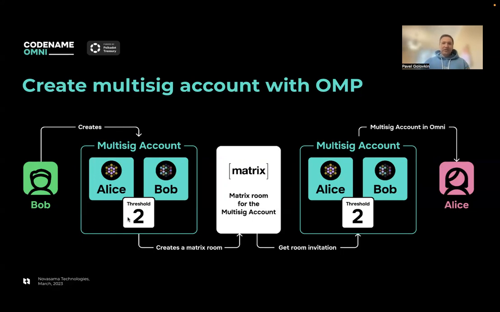And now we have Matrix. For each multi-sig account, a Matrix room will be created, and it will be created only for this multi-sig account. And Alice, who uses Omni and is connected to Matrix, gets the room invitation. Omni recognizes from the invitation that it's a multi-sig account and adds it automatically to Alice's Omni application. So Alice will be able to use it, and Alice shouldn't derive it by herself.